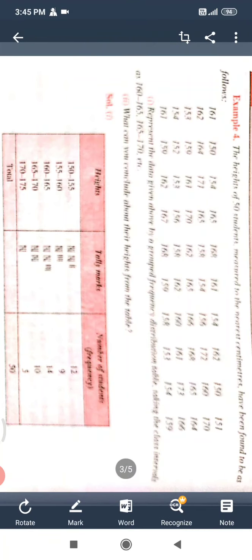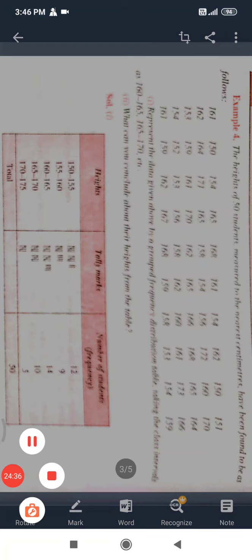165 to 170. You will obtain 10 numbers. 5 plus 5, 10, and last 170 to 175. There will be 5 tally marks, 5 frequency or 5 numbers. Make the total, it will be 50. So in this way we can solve today's questions 1 to 4. Okay, more questions we will solve next.